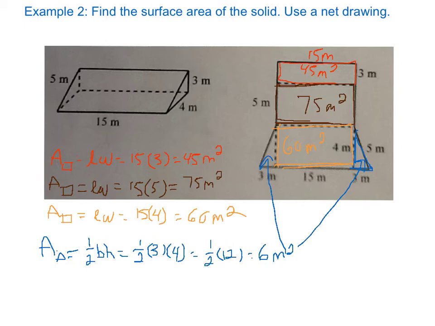So what we're going to do now is get the grand total and add these all together. So we've got 45 plus 75 plus 60 plus 6 plus 6, and we add all those together. We get 192. That's going to be meters squared.